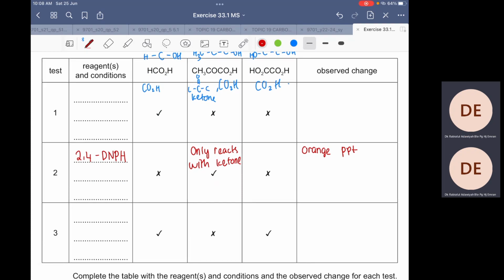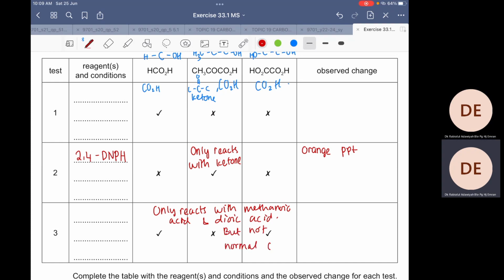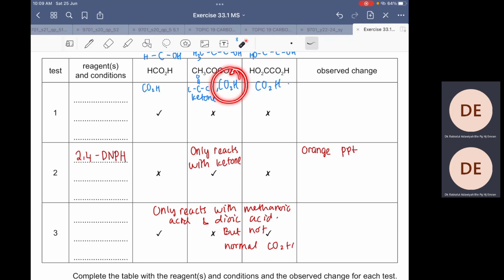This time, test 3 only reacts with methanoic acid and dioic acid, but it doesn't react with the ketone acid, and it doesn't react with a normal carboxylic acid. So this is what I was talking about. What makes methanoic and dioic acid special or different from the others? Okay, so I'll just add on. Test 3 only reacts with methanoic acid and dioic acid, but not normal COOH. How do I know that? Because the middle acid contains COOH, but it doesn't give the same reaction.